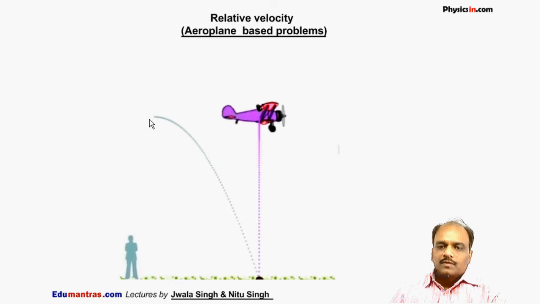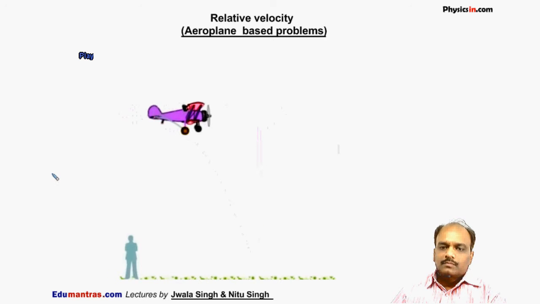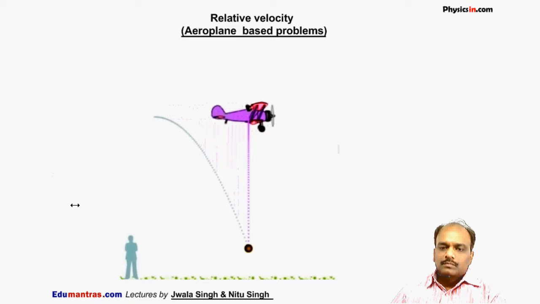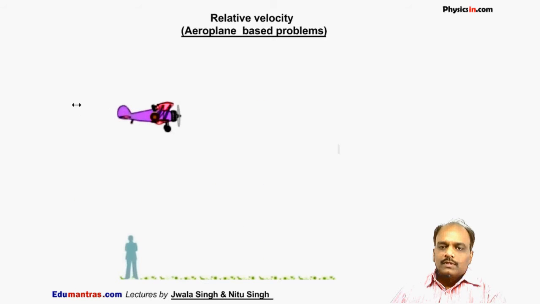As seen by this observer, this path appears to be parabolic. But with respect to this observer, the ball is simply falling vertically downward. With respect to this aeroplane, the observer sitting on this aeroplane sees the ball simply falling vertically downward. Now when we increase the speed, accelerate this aeroplane, then what will happen?